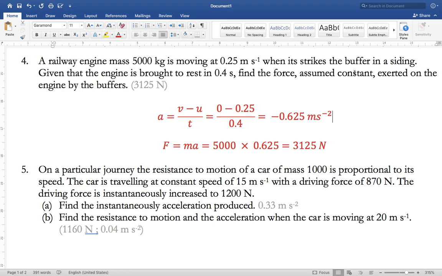I give you a moment to read or copy. Copy for number 4, read for number 5. Two minutes.